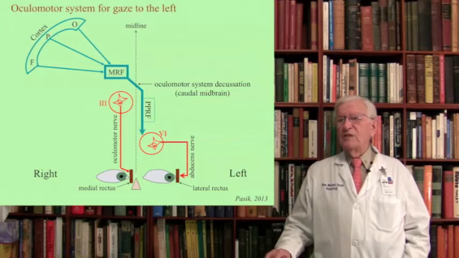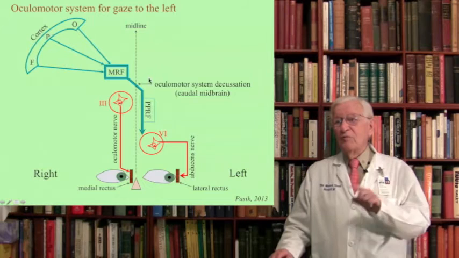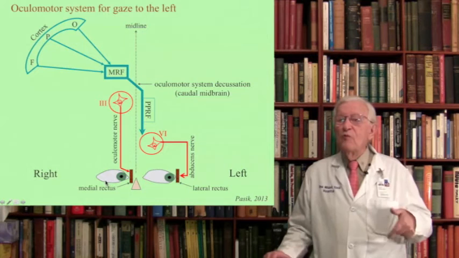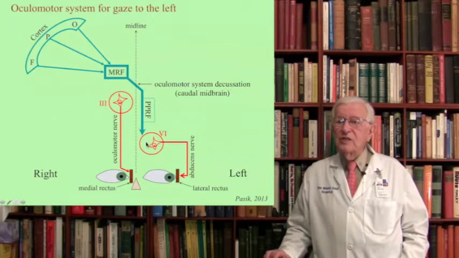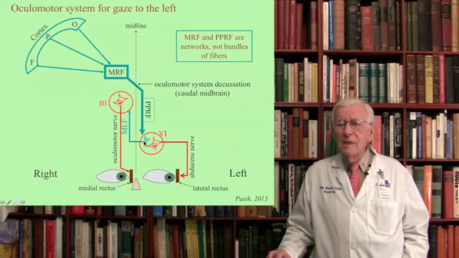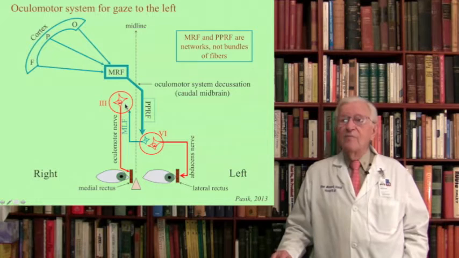Well, that's fine, because now you decide to move the eyes to the left, and you have here the mechanism at least to move the left eye to the left. It's right there already, the circuit. But now how at the same time do you move your right eye to the left? Well, that's because in the sixth nerve nucleus there are special neurons, not just the motor neurons that innervate this muscle, but special neurons that are called internuclear neurons, the axons of which cross the midline and ascend in the MLF to reach the third nerve nucleus.